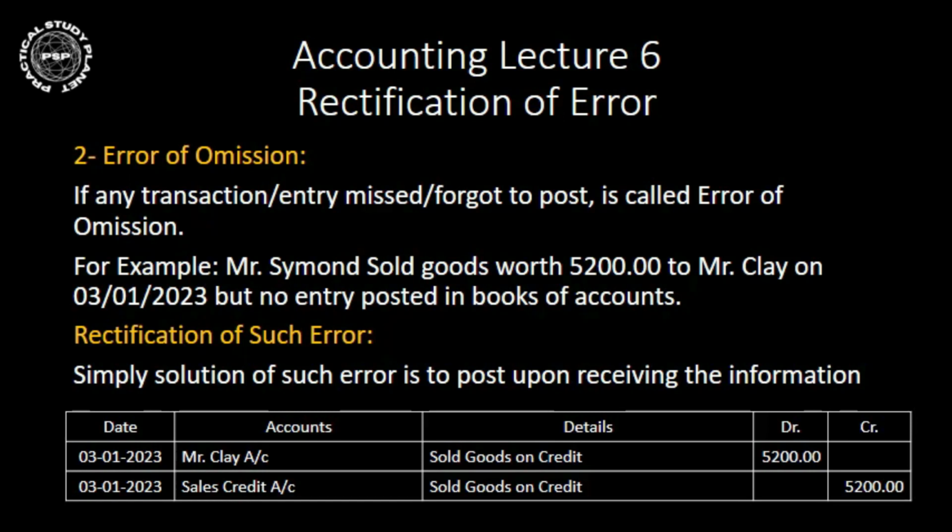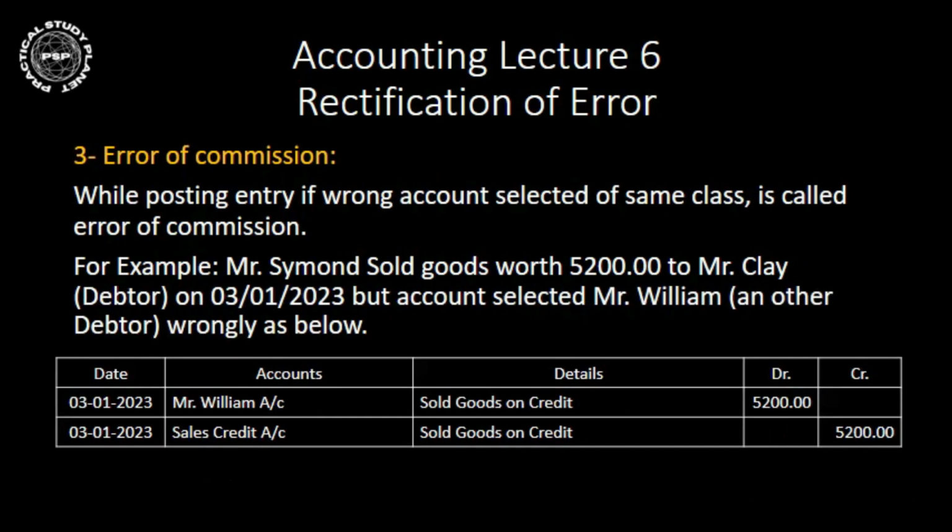The second type of error is error of omission. In any transaction, an entry missed or forgotten to be posted is called the error of omission. For example, Mr. Simon sold goods for 5,200. Same example we are using, Mr. Clay on 3rd Jan, but no entry was posted in the books of account. So the solution for rectification of such error is simple: we just post the entry when we receive the information. Mr. Clay will be debited 5,200 and sales will be credited 5,200.